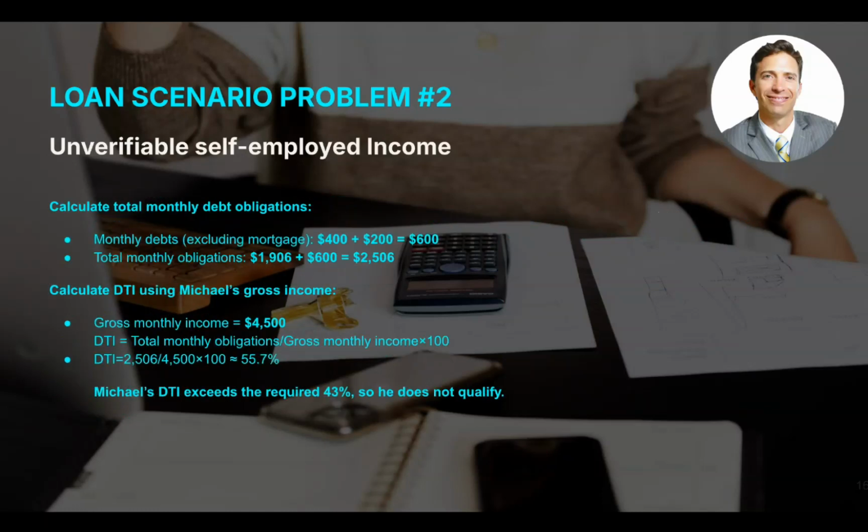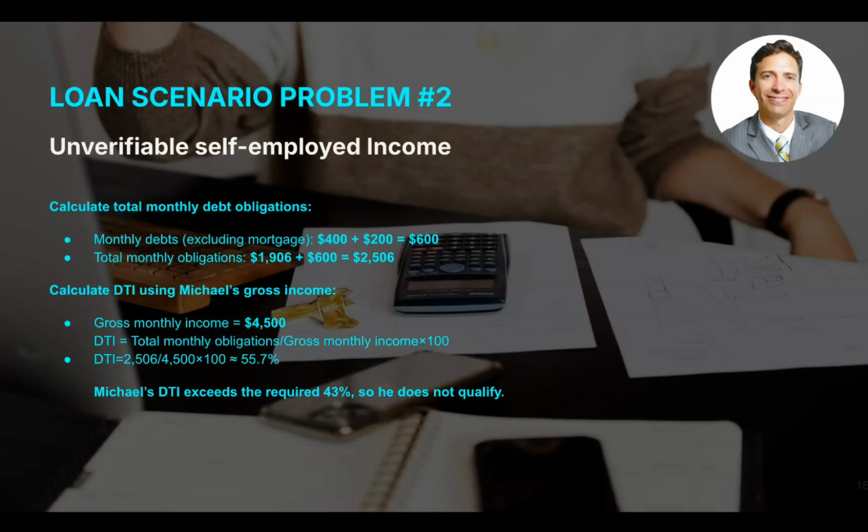Now that we have these numbers, we're going to go ahead and add any monthly debts. Remember, he had a total of $600, and we're going to take that total and add it to the PITIA, which was $1,906, plus those $600, and we're going to get $2,506, which is what we need to know to calculate his DTI.